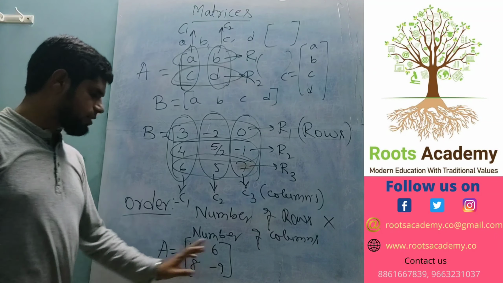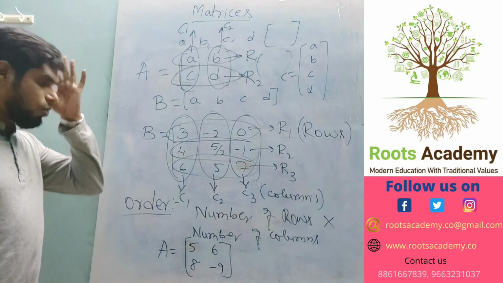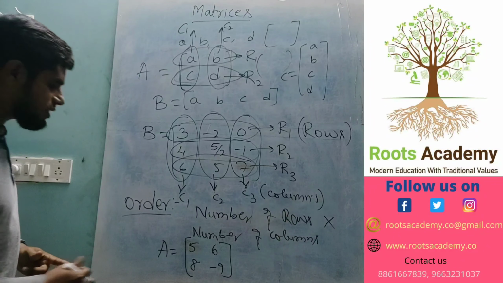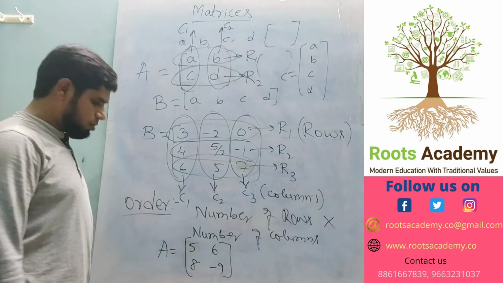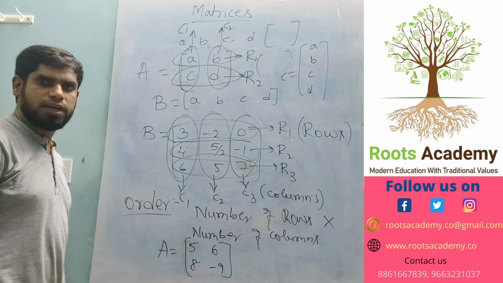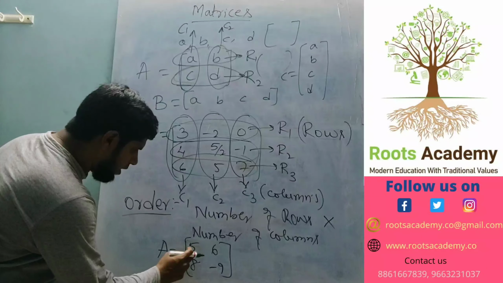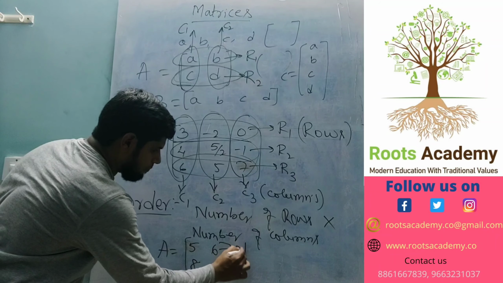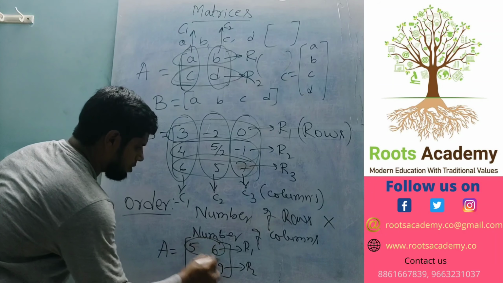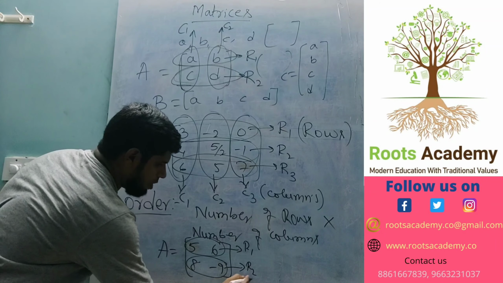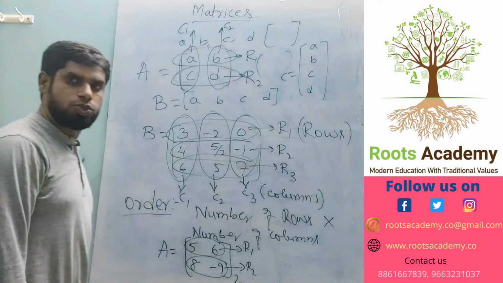So I have a matrix. If I want to know what is the order of this, then first I should check how many rows are there. First is rows. Then I should check how many columns. How many rows are here? 1 row, 2. These are rows. So its order has 2 rows.